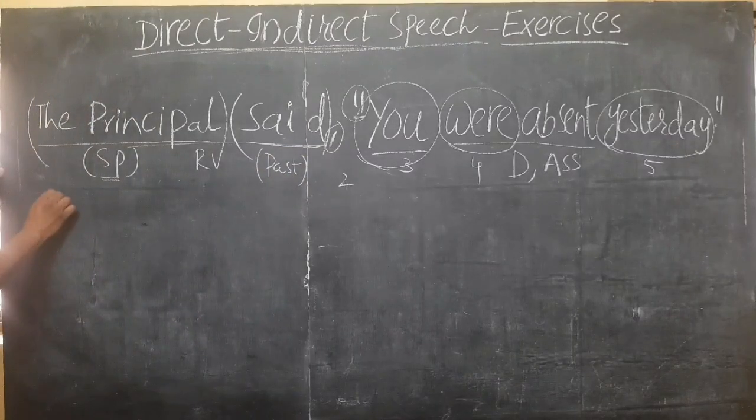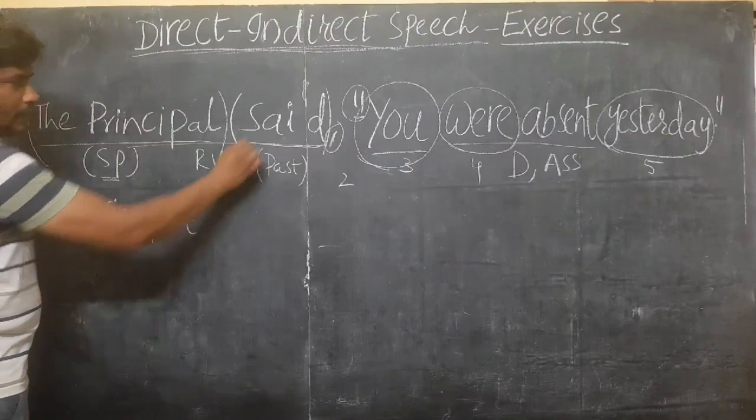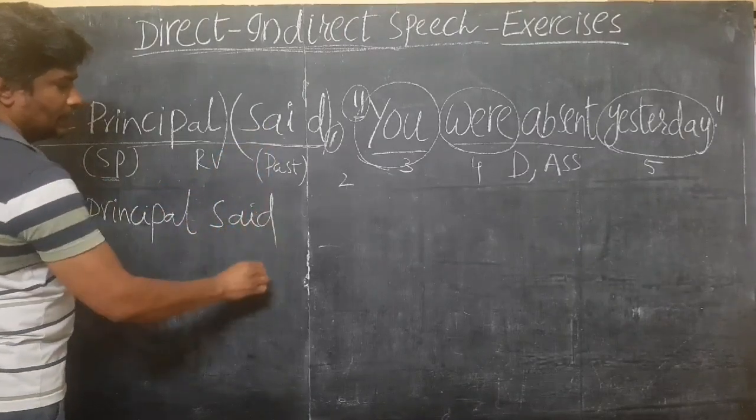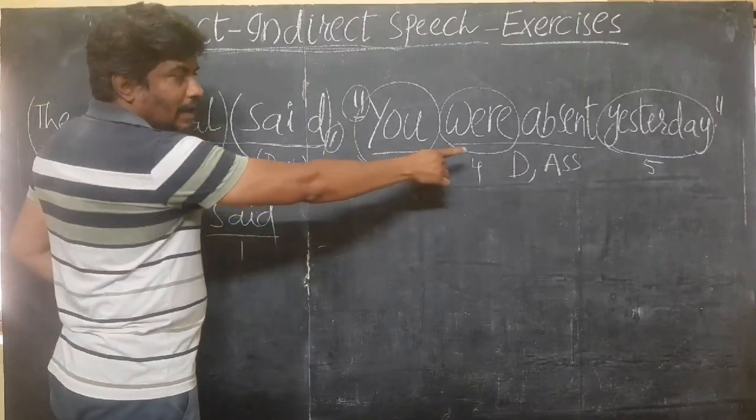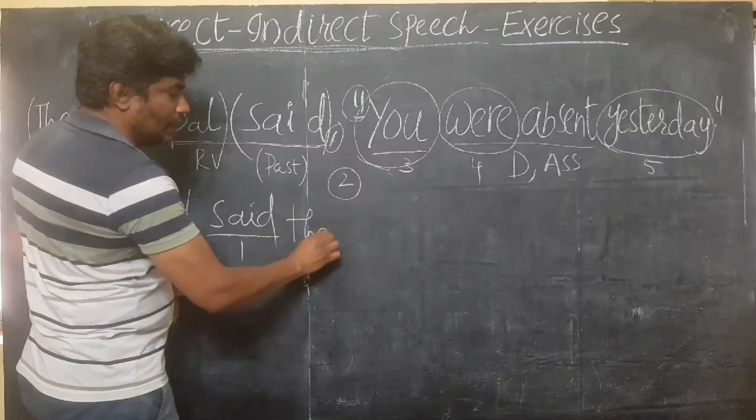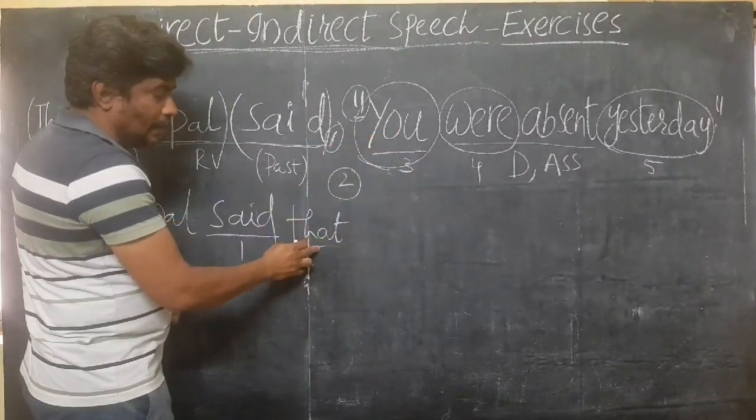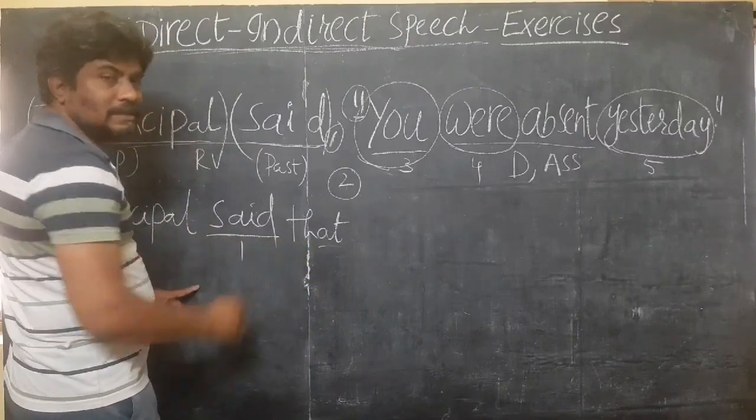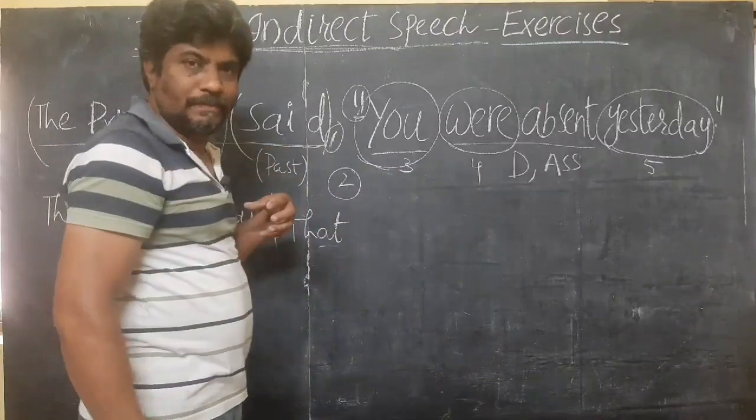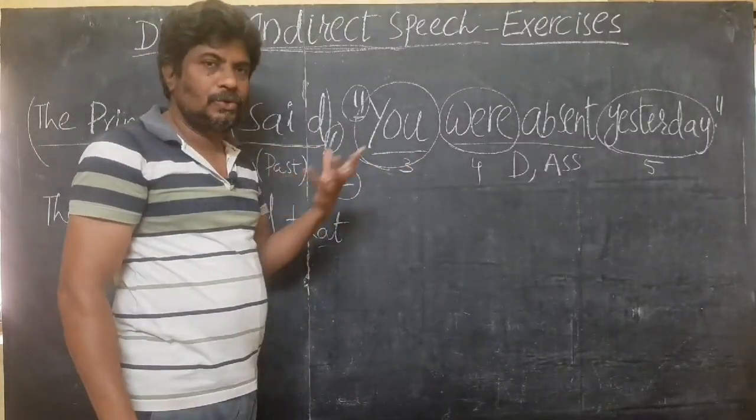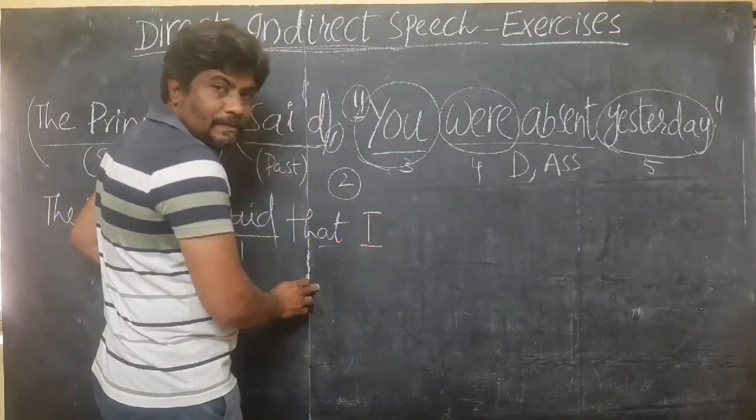The answer: the principal said. Said remains the same. Said first. Now the second, conjunction. As the dialogue is assertive, here we have to write the conjunction that. The principal said that, and he is speaking to me. So here you gives reference to me. The principal is speaking to me, so you here refers to me. So you changes here. In this case, I.